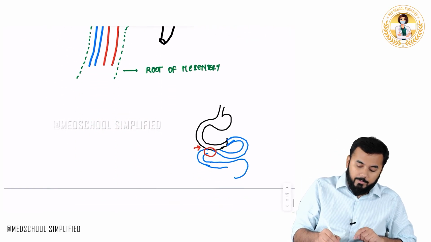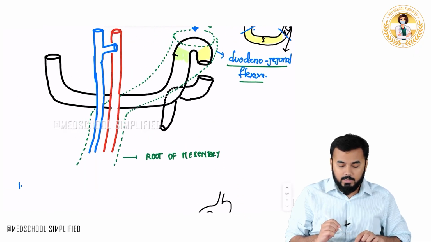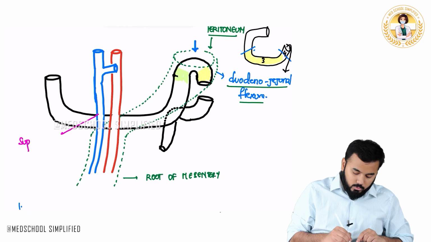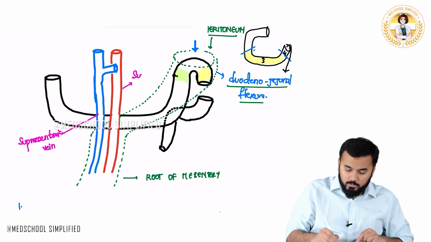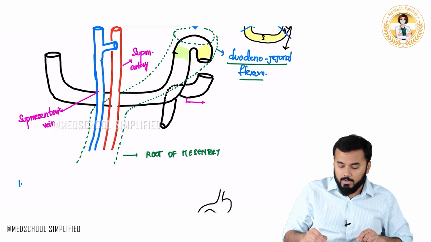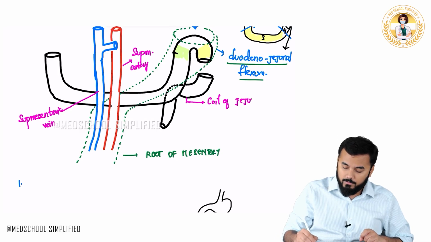duodenum. Now coming to the anterior relations of the third part of the duodenum, the first important thing here is that we have got the superior mesenteric vessels, right? This is called as a superior mesenteric vein. And what is this called? This is called as a superior mesenteric artery. Okay, and this is called as the root of the mesentery, and this is one of the coils, right? So this is one of the coils of what? This is one of the coils of intestine. What intestine? Jejunum, coil of jejunum.